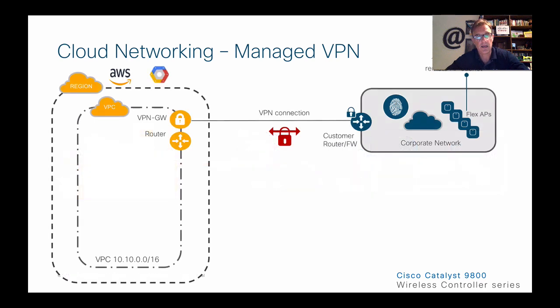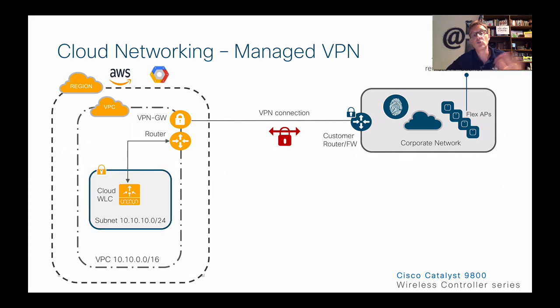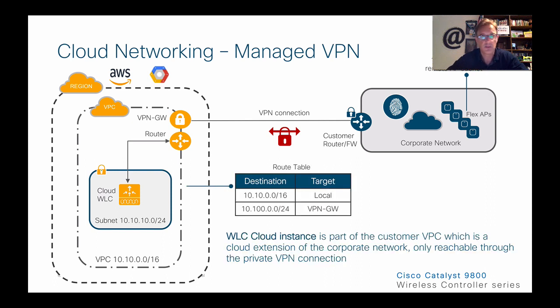So basically, once you have created your networking in the cloud, your VPC, you assign a subnet and you spawn an instance of the cloud controller. You will get an IP address, it will be connected via VPN to the APs, and basically it's just setting up normal routing as a remote location, and your Flex APs will be able to register to the controller, and you are in business. So again, it represents your corporate network extension in the public cloud.